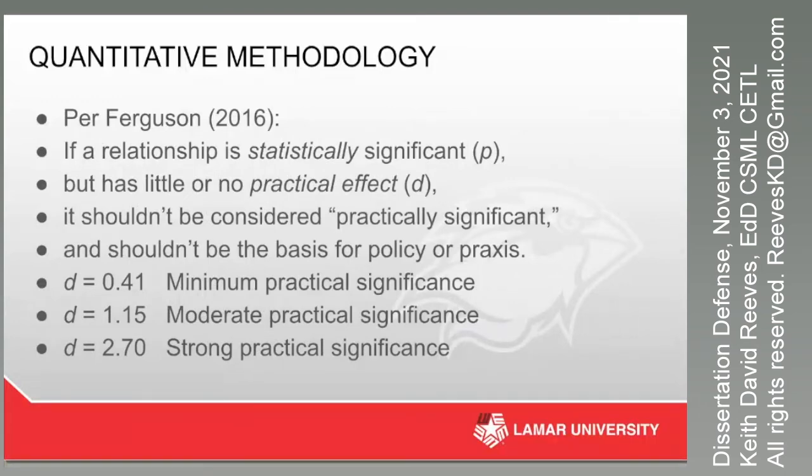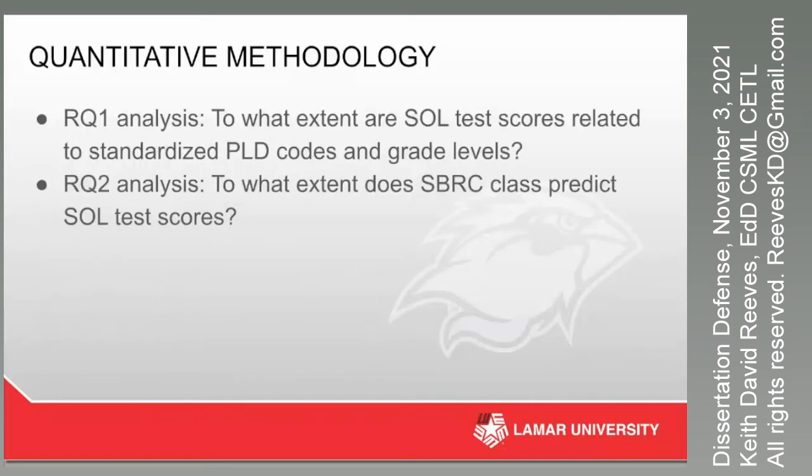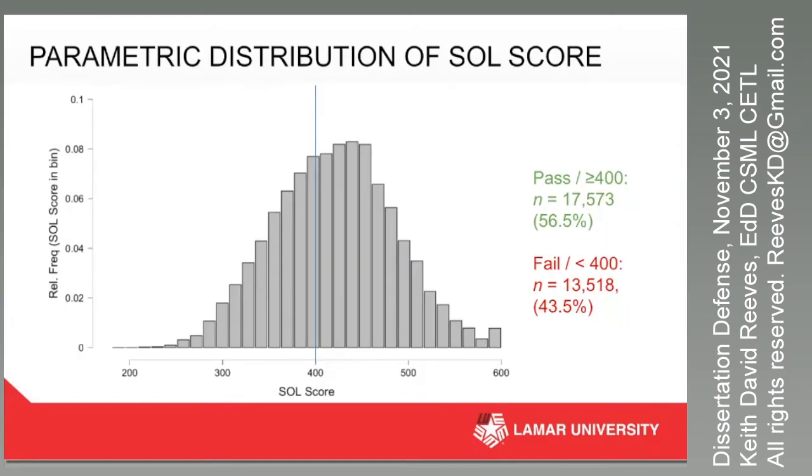In short, if a relationship is found that is statistically significant, but it has no practical effect, then it's not practically significant. Now, the minimum threshold for the bare minimum of practical significance, according to Ferguson 2016, is a Cohen's d test of 0.41. And you're going to see me highlight some stuff that comes back to 0.41 in just a moment. Using the Minitab and SPSS statistics programs, I used 2 analysis sub-questions, which I've put on your screen, to answer the first 2 research questions. And I'd like to present them to you sequentially and explain my interpretations.